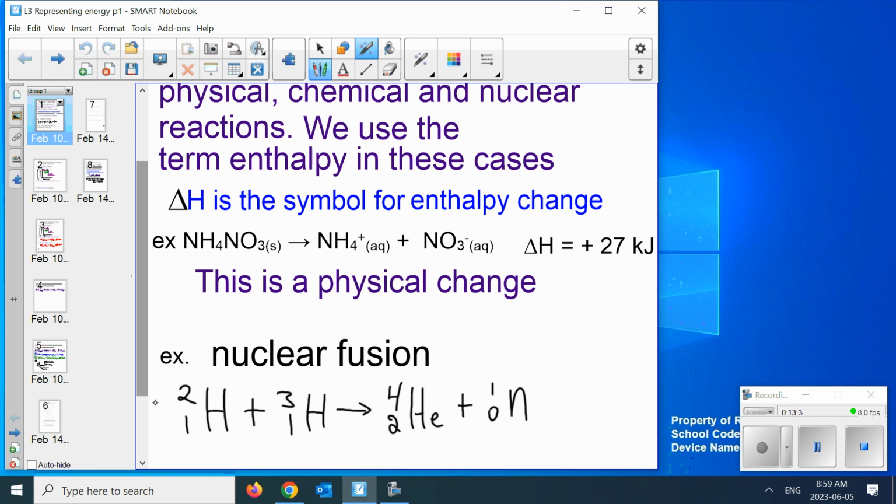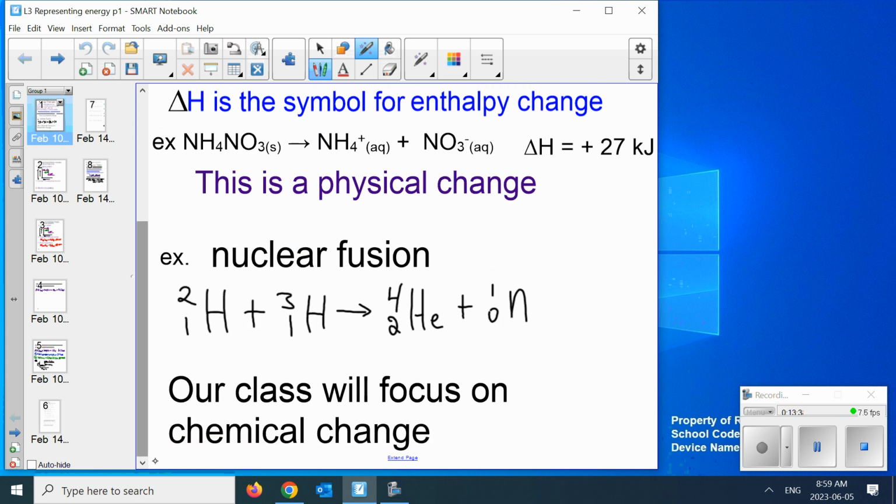Okay. Nuclear fusion. Here's an example. I can roll it just because. Yeah, there's what you know about nuclear energy. There's huge amounts of energy. Okay? So we're going to focus though on chemical change. I just showed you two examples.